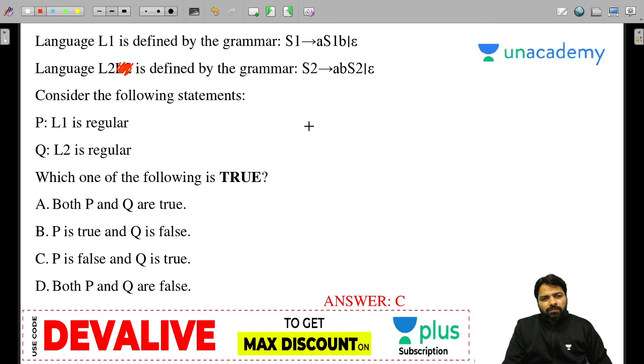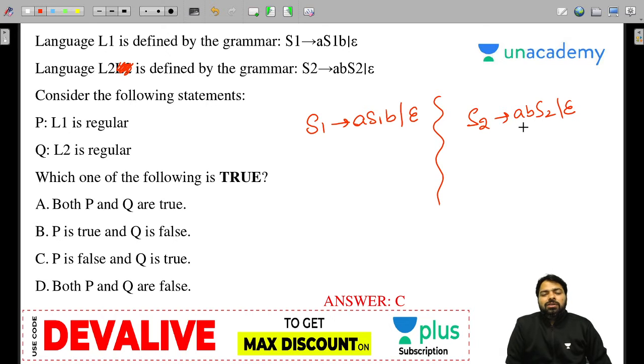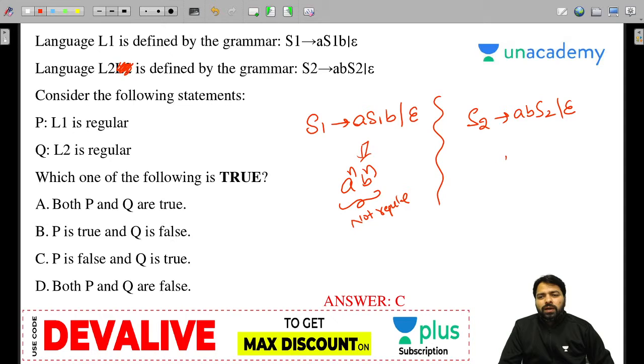What is L1? They are talking about the language. They are not talking about a grammar, guys. Grammar may be regular or non-regular, but language can be. This one is a^n b^n. This is not regular, no doubt. And this one, (ab)*, this is definitely regular. Language we are talking about.